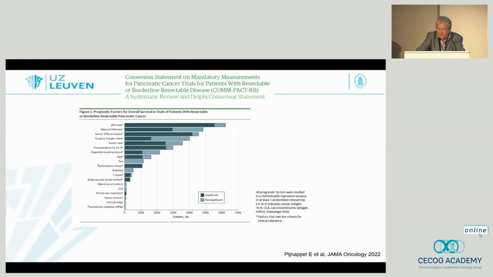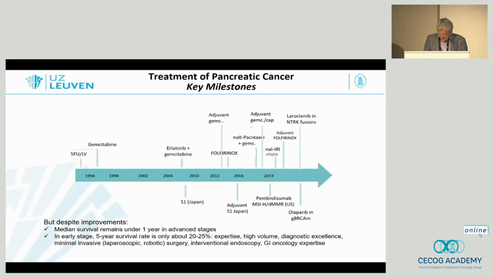This is a publication from a couple of days ago in JAMA Oncology, from a Delphi panel of different European investigators. The initiative was taken by the Dutch, Anneke van Laarhoven and colleagues in Amsterdam, looking at the different prognostic factors and their weight in the different trials, with all the limitations of this combined analysis, combining patients from different trials and working with Delphi panels. But at least it tells us which factors we should look at as potential prognostic factors. The nodal status, adjuvant treatment, tumor differentiation, surgical resection margins, tumor size, and perioperative CA19-9 are probably the most relevant in this setting. So that's today.